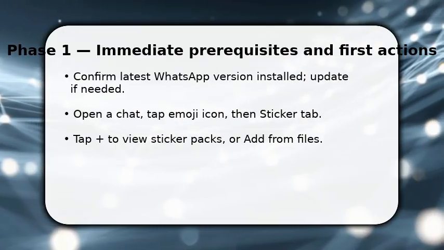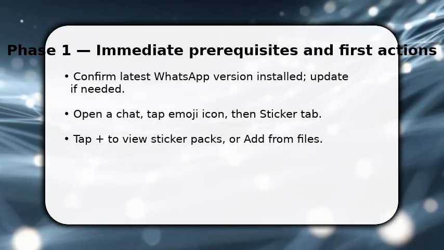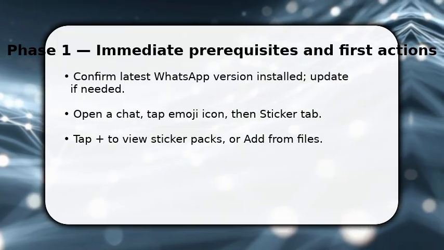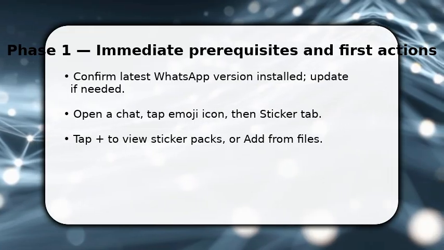You'll start by ensuring WhatsApp is updated. This unlocks sticker features and fixes bugs. Once done, open any chat and tap the emoji icon, then switch to stickers. You want the sticker tab visible so you can add content immediately.